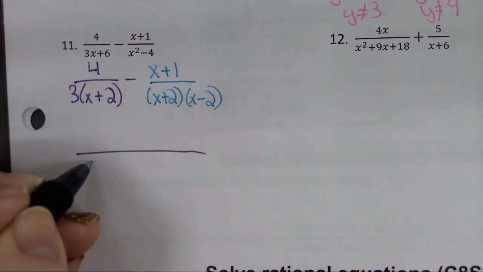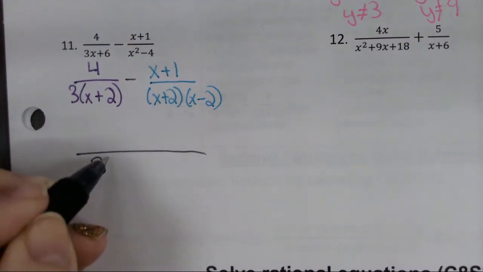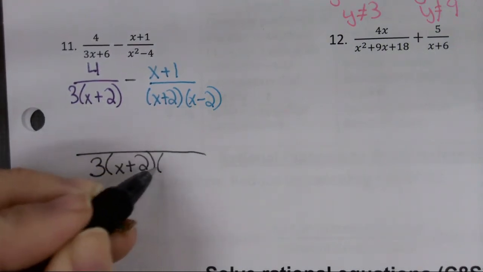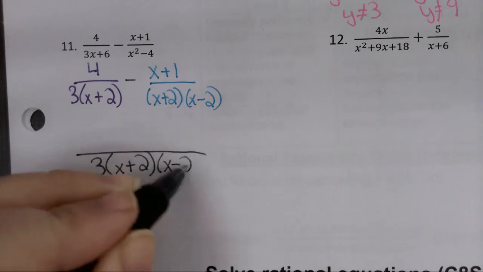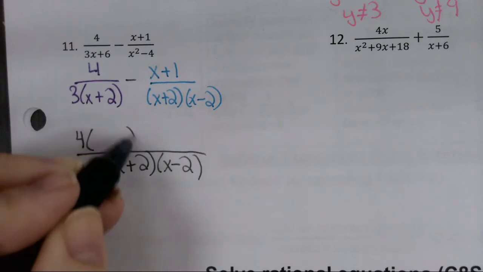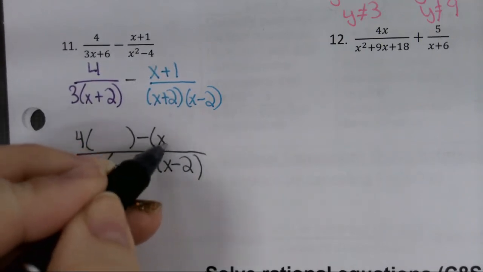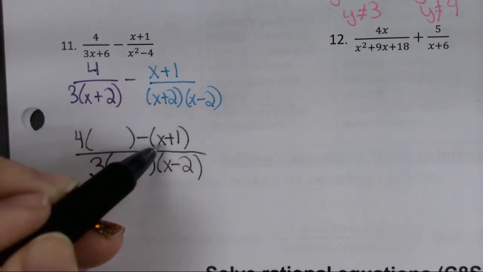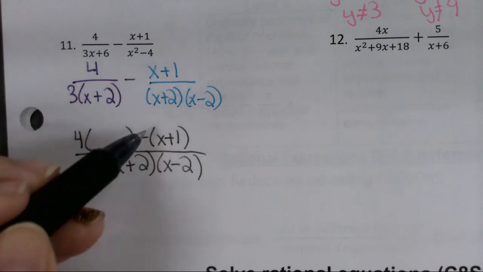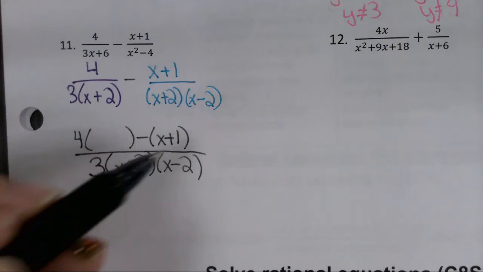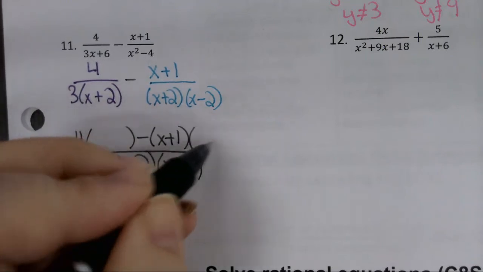Most amount of 3's, just 1. Most amount of x plus 2's, just 1. Most amount of x minus 2's, just 1. So we have our original numerator by whatever's missing, minus, and notice how I'm putting my numerator in parentheses when it has multiple terms. That's because that negative will get applied to both of these terms, times whatever it was missing.